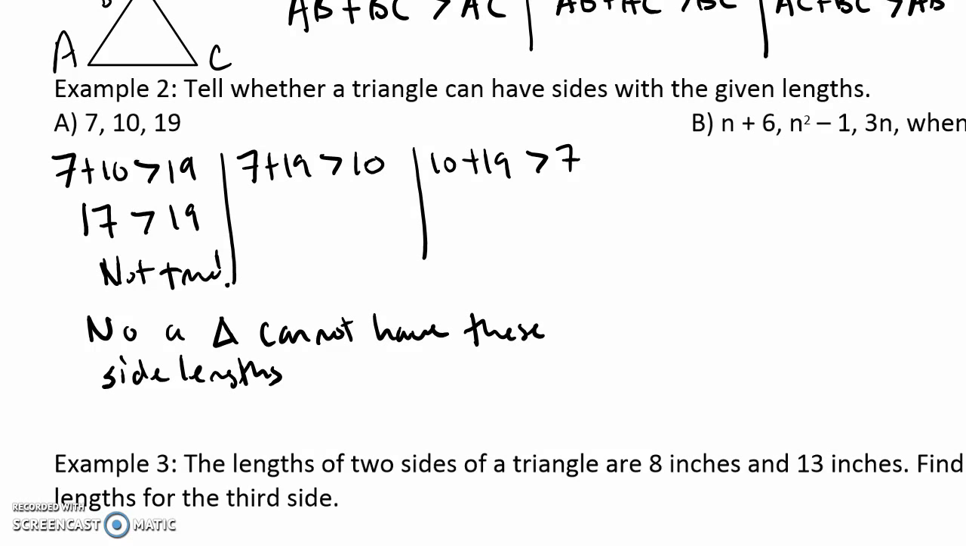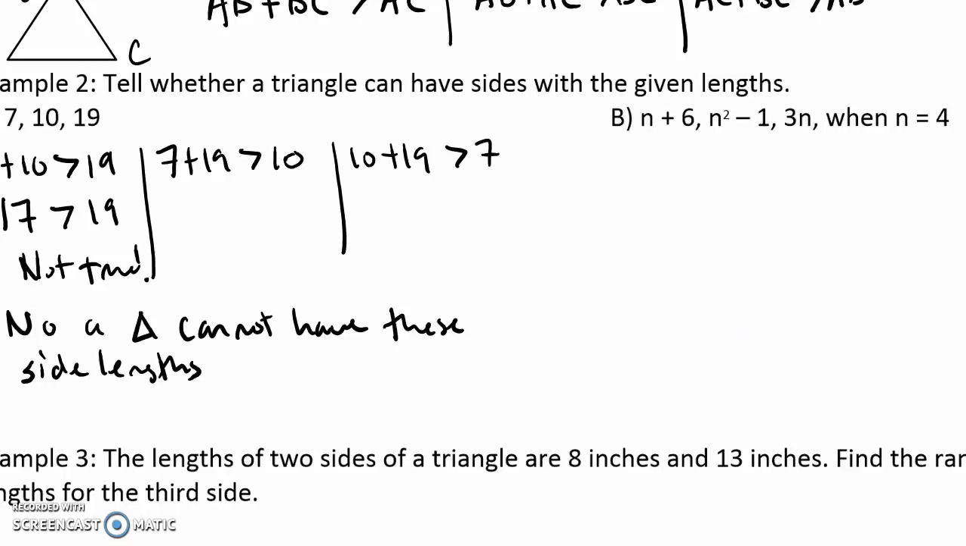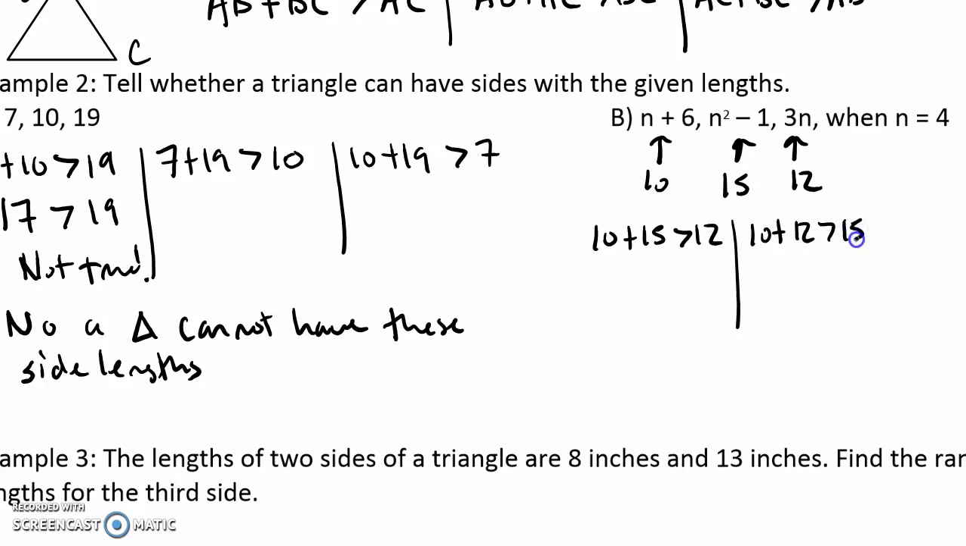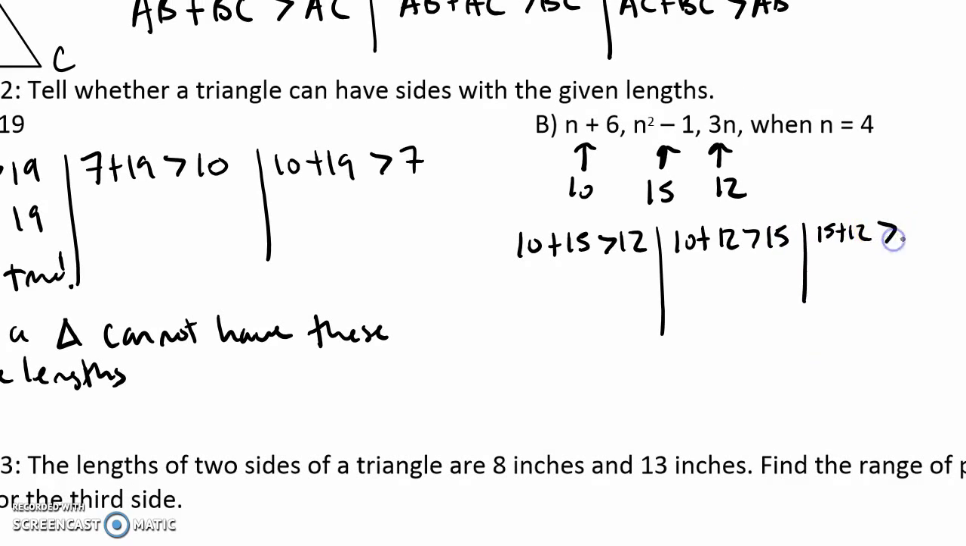I'm going to slide this over so you can see B. B, same deal. Now I'm just telling you n is 4, so you've got one extra step. Plug in n. If n is 4, this is 10. If n is 4, this is 15. If n is 4, this is 12. And once again, you've got 3 numbers and 3 inequalities we're going to check. 10 plus 15 needs to be greater than 12. 10 plus 12 should be greater than 15. And finally, 15 plus 12 needs to be greater than 10. And just check if all three work. If one doesn't work, stop right there and say no.